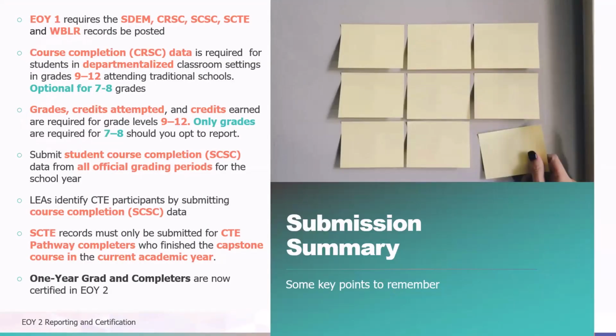So, a submission summary. Let's summarize the submission. End of year one requires the submission of the staff demographic, the course, the student course completion, the career technical education, and the work-based learning file. Let's not forget the closing of students in the student enrollment file. You have to close out those enrollment records.